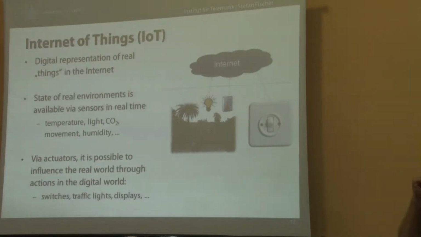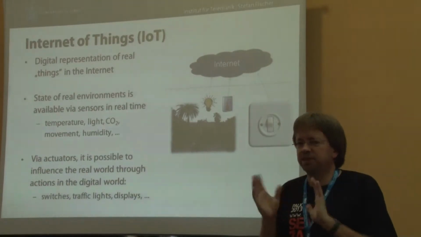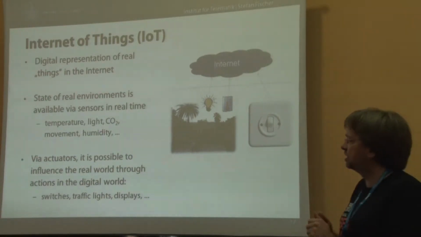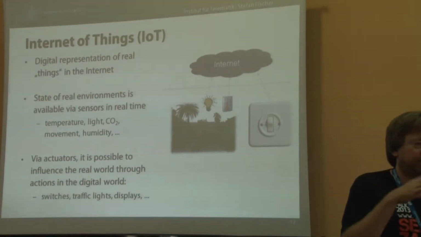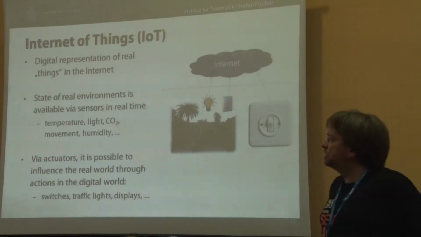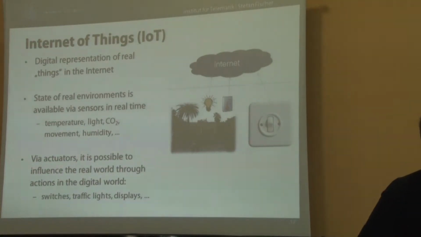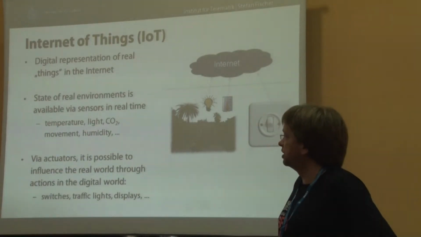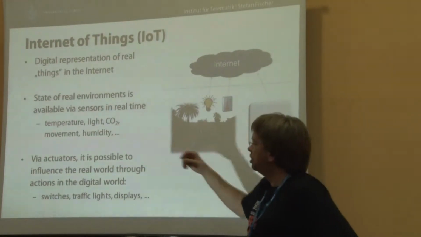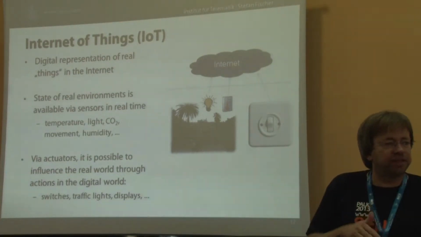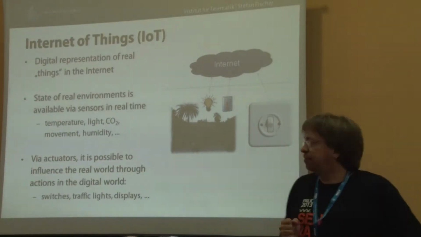Now, how do we bring this together with the Internet of Things? To some extent, there are many people who use wireless sensor networks and Internet of Things interchangeably. Let's just try to find a common notion for us here together. So, Internet of Things, I think it's more or less clear. It's a digital representation of real things in the Internet, and IoT technology allows us to represent the state of real environments and make it available via sensors, usually in real time, like temperature, light, CO2, movement, humidity, and so on. So this is getting information, and then the second part is influencing the real environment via actuators.